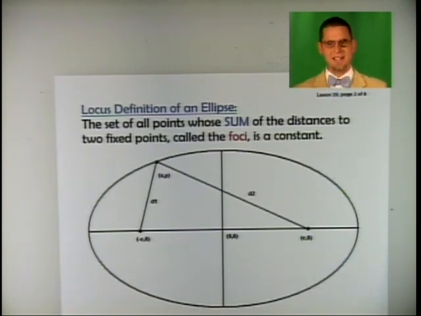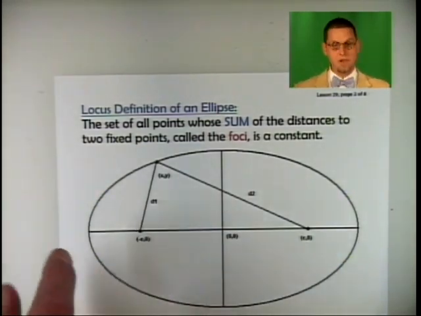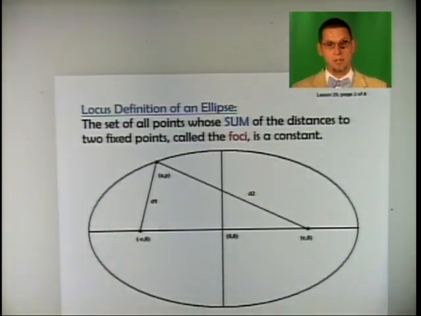Well, an ellipse is going to be slightly different. It starts off the same way. It's the set of all points such that, now, the sum of the distances, that's plural, to two fixed points, not one fixed point anymore, is a constant. Okay? The sum of the distances to two fixed points is a constant.